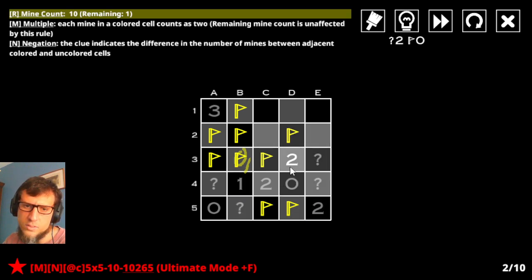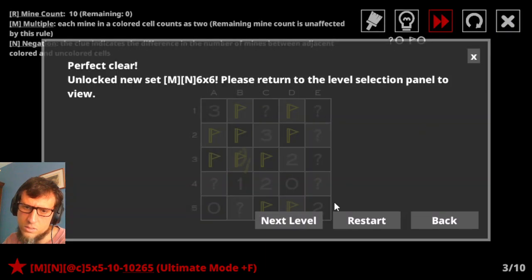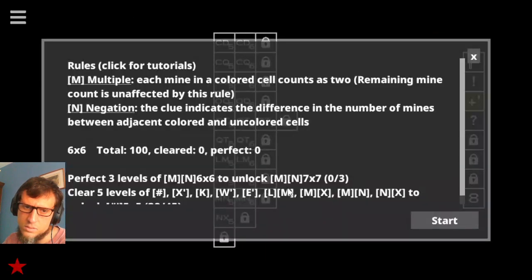1 mine left. This 2 cannot have... It has 2 right now. If I added 1 more mine, that would make it 0, so I would need to add another, but I don't have another to add, so that means both of these are out. And that does that. Okay. 6 by 6.